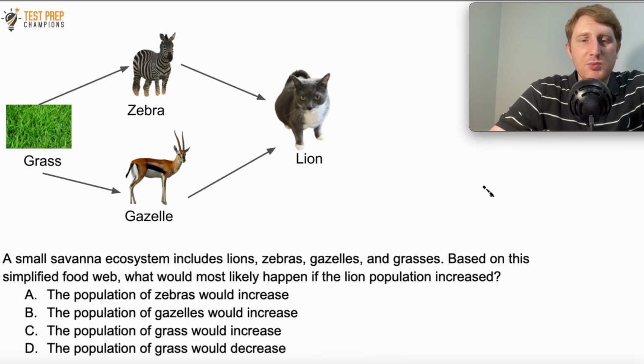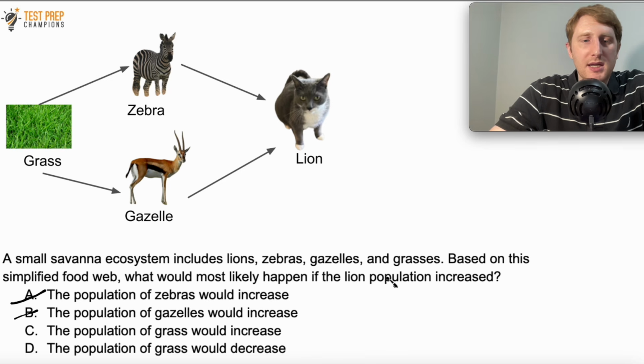So let's walk through these one by one here. If the lion population increases, what would we expect to happen to the zebras? Well, we know that the lions eat the zebras, so if there are more lions around, the lions are going to eat more zebras. We would expect the zebra population to decrease. And same with the gazelles, right? We know that the lions eat the gazelles. So if there are more lions around, we would expect that the lions are going to eat more gazelles. So we can take A and B out because it would actually be the other way around, right? We would expect that if there are more lions, there would be fewer gazelles and fewer zebras.